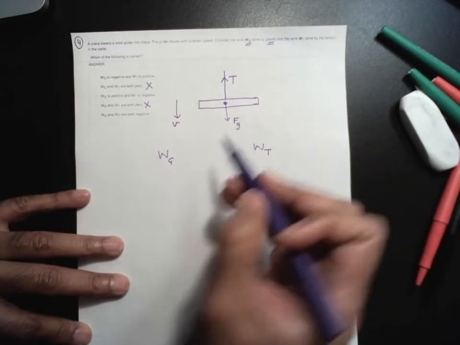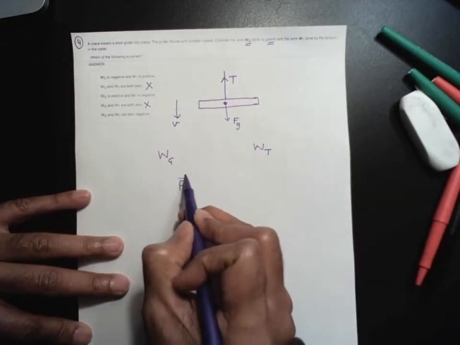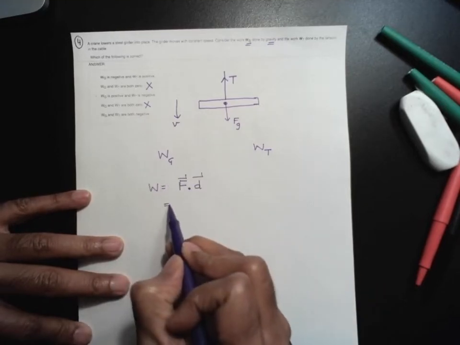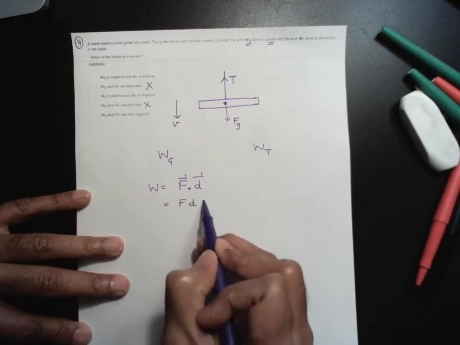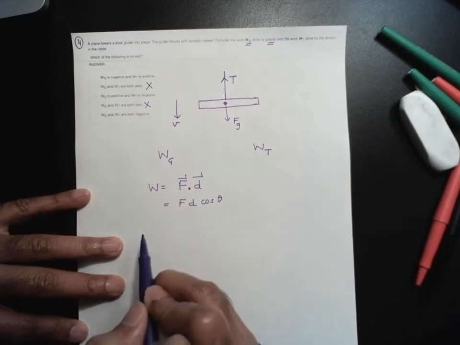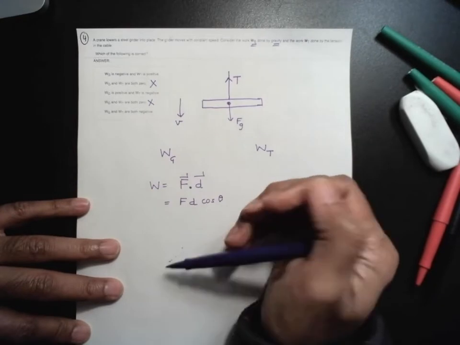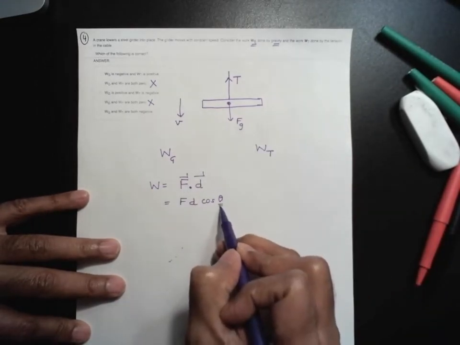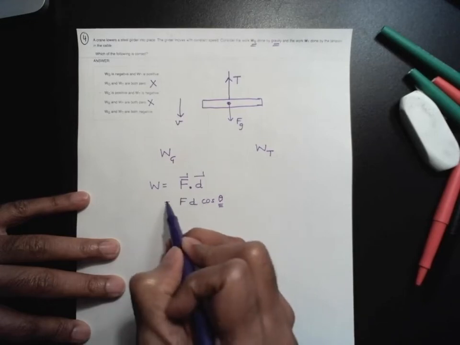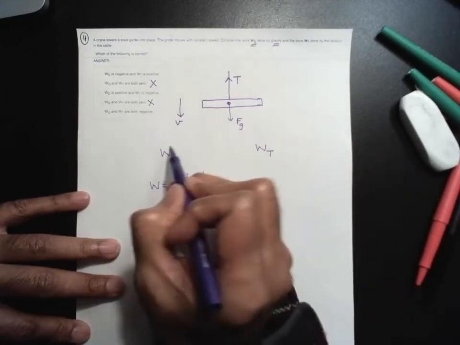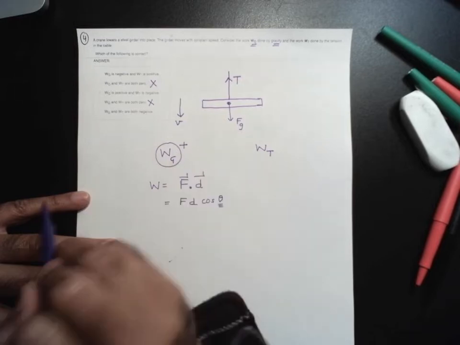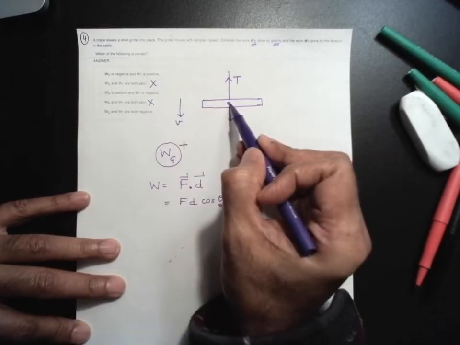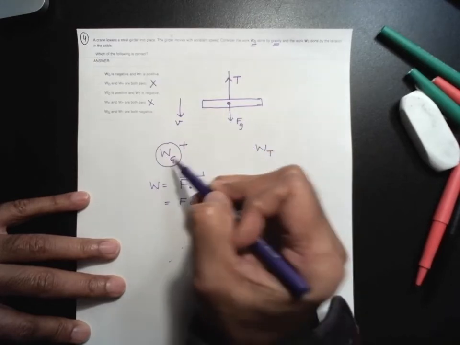So this is easy. The work is always the force dot the displacement, right? And so this is force times displacement times cosine of the angle between them. So clearly, if the displacement is in the direction of the force, then theta is zero, and this whole thing is positive. So clearly, gravity is positive, right? The work done by gravity is positive because you're lowering the girder.